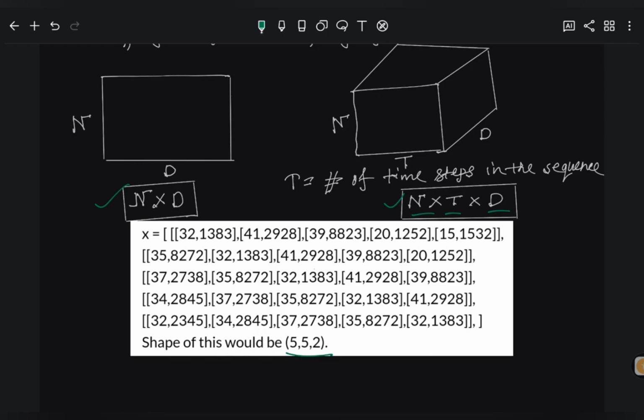Here we have 5 cross 5 cross 2. The first 5 means we have 5 rows, so L equals 5. Then we have 5, which is the number of timestamps: 1, 2, 3, 4, 5. So we have 5 timestamps of data, and we have 2 features associated with that, this is the first feature and this is the second feature. So your T equals 5 and your D equals 2. This is how you can visualize it using this box, which is L cross T cross D. You always need to remember that when we pass our data to a PyTorch model, your data has to be in the form of L cross T cross D.